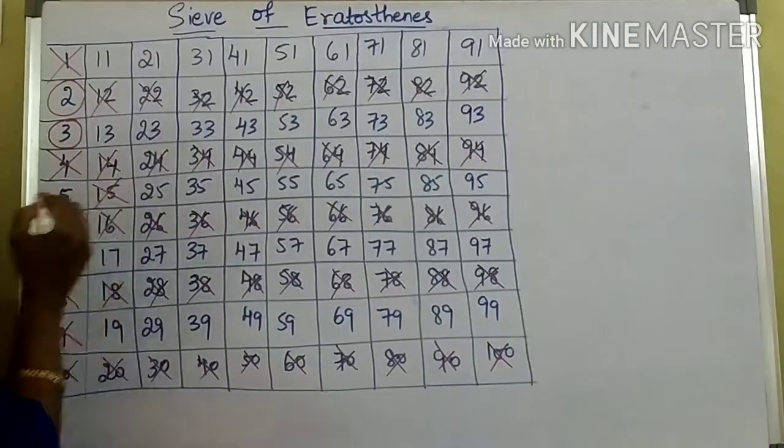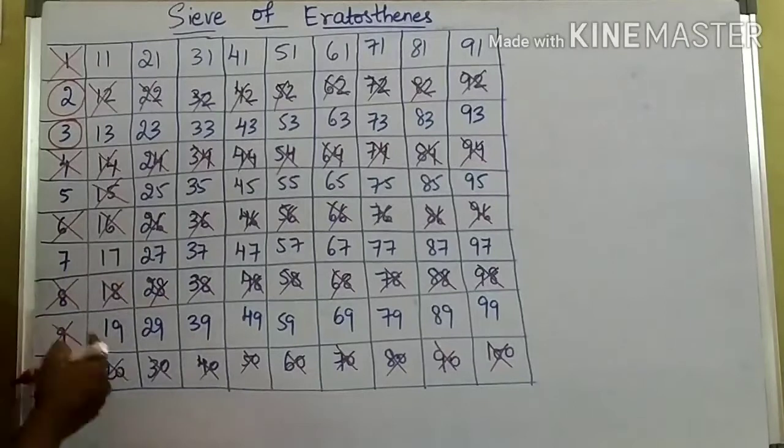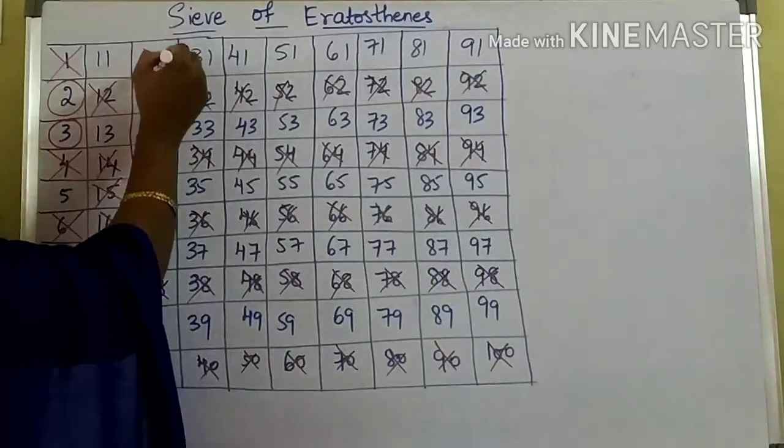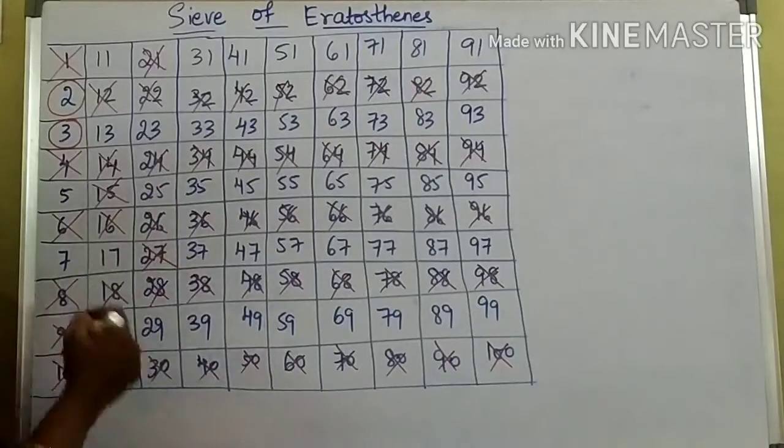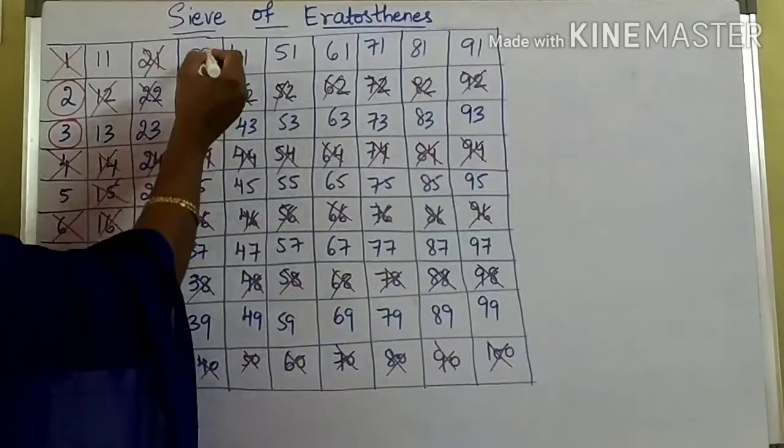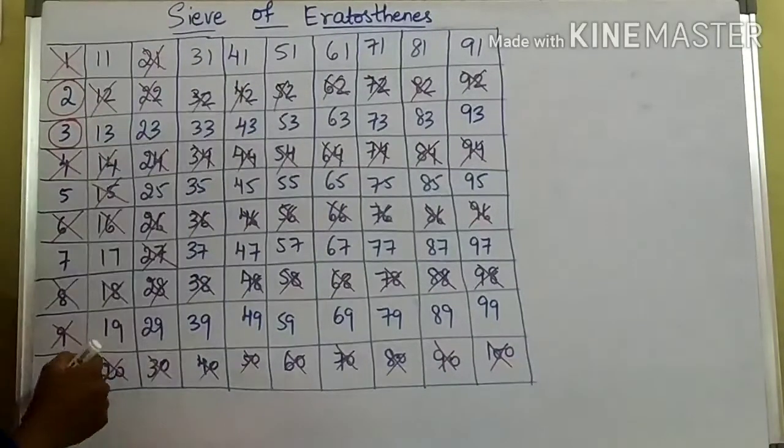Next 15. Next, counting 1, 2, 3: 18 over. Next 21. Next 24 completed. Next 27. Next 30 completed. These are multiples of 3.